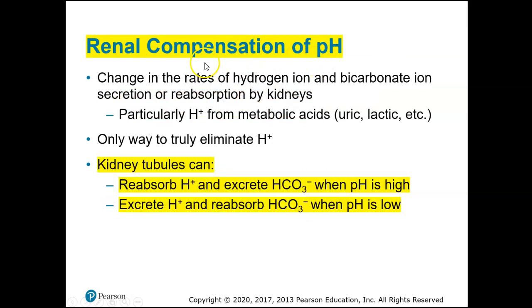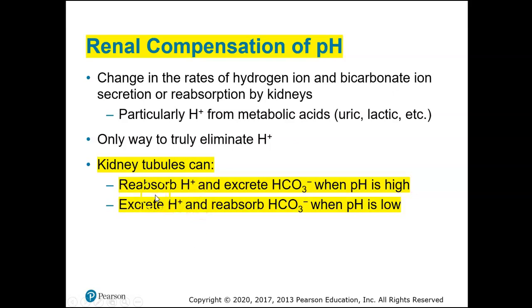Then you have renal compensation for pH changes. So this is how your kidneys compensate. What the kidney tubules can do is, this happens usually at the level of the DCT, around that level, when your DCT is helping to adjust the concentration of your urine and your blood.